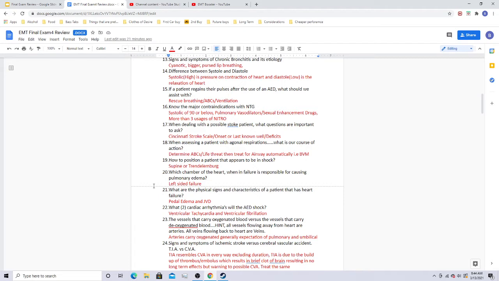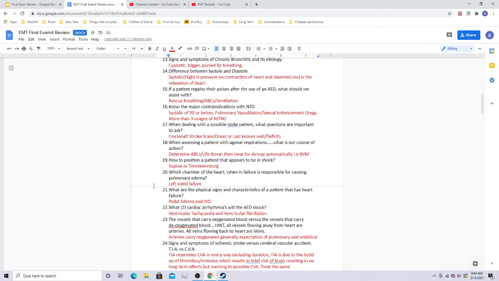Obviously, if there's any sort of compromise to the airway, you always want to start with what is best, BVM being the most invasive and nasal cannula being the least invasive. But in situations where it is a life or death situation, you want to be doing what will help them the most, not what is the least invasive.